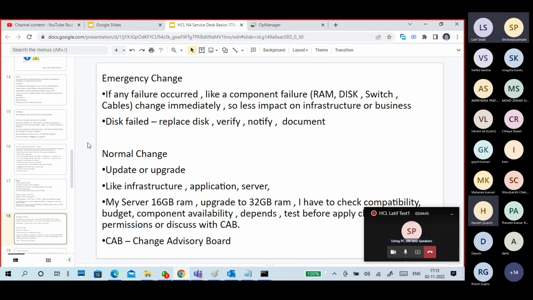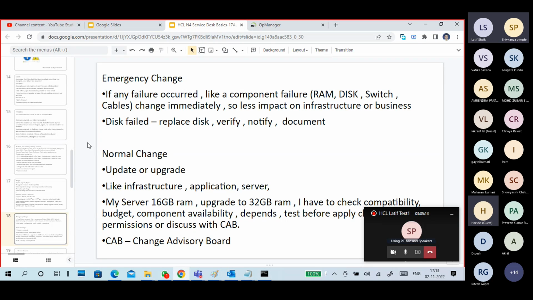Not a big deal. But if your bike brake wire is damaged, or the clutch wire is damaged, you have to change it immediately. Otherwise, if you don't put on the brake, no problem, happily, but accidentally something happens. Incident, problem, nothing will work there. Right? So it is an emergency change. Immediately you have to change.